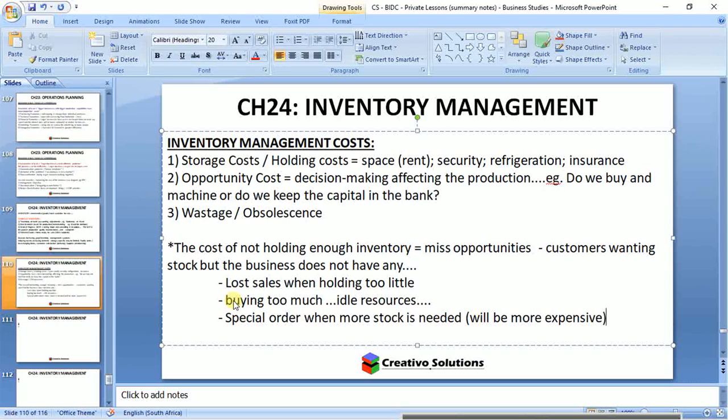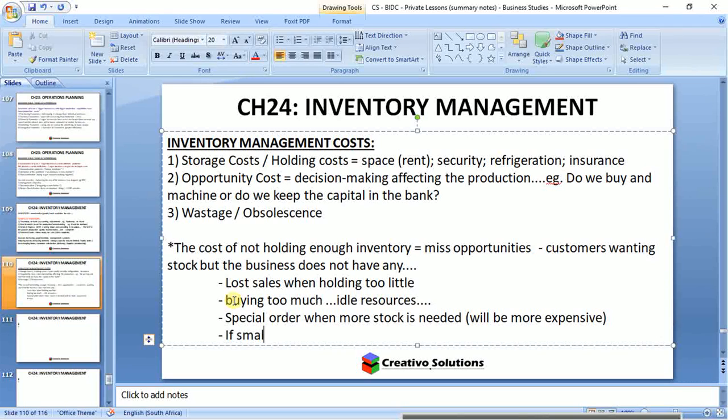And that's a special order. And special means you've placed it in addition to what you're normally ordering. And then the last point here is looking at smaller quantities. So another note here in terms of the cost of not holding enough inventory.